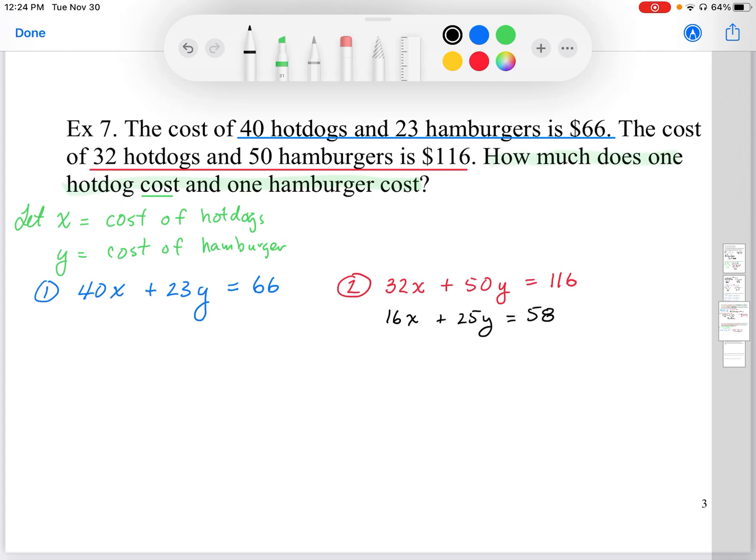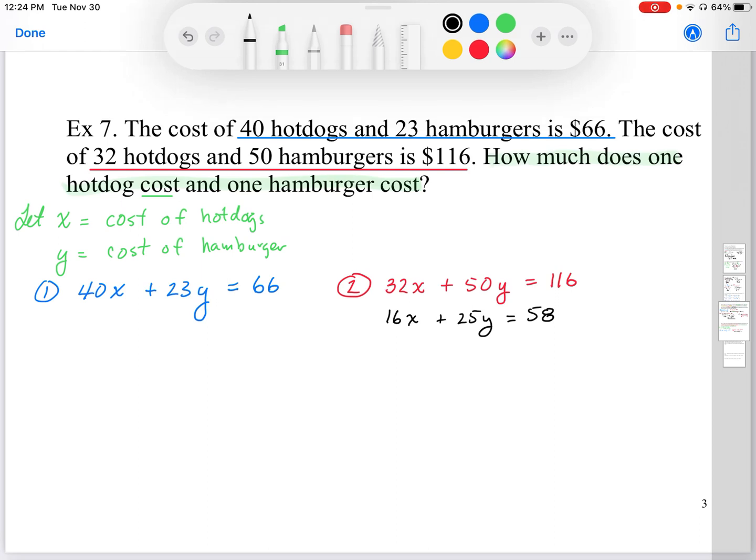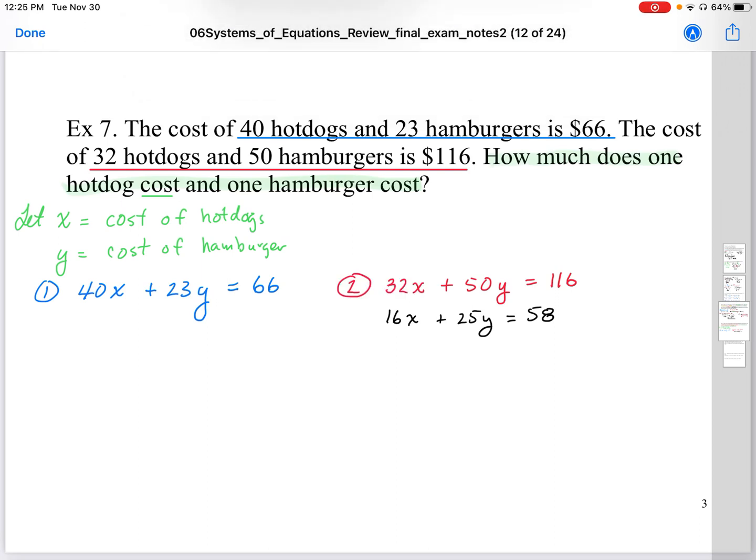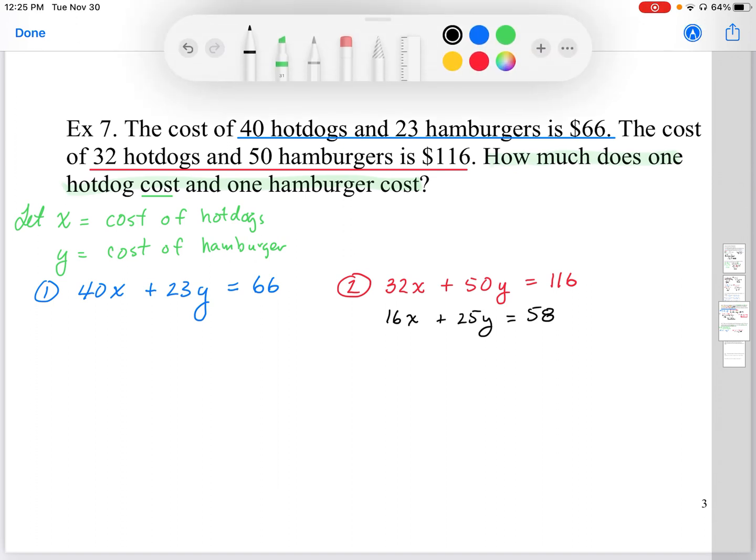So in this case, the common multiple of 40 and 16 is 80. That's going to give me a smaller multiple than doing 32 and 40, which is going to give me a bigger multiple. So to get the coefficients on x matching, I need a multiple of 40. So I'm going to multiply equation 1 by 2.